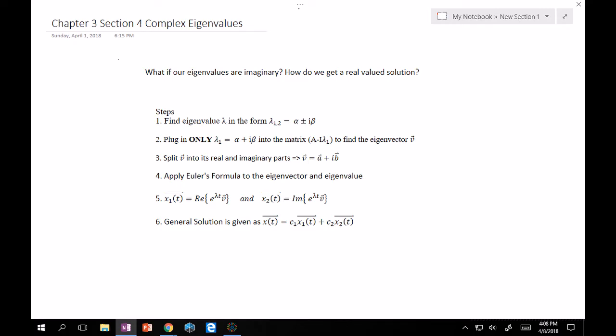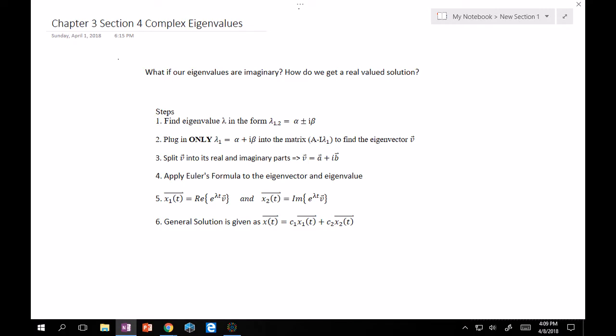Cool. Now, this is where it gets different. You plug in only one of your eigenvalues. I say here alpha plus i beta because that's the one most people will generally take, but you can also take the other one. Everything should work out either way. For the example that I'll do, I'm taking lambda 1 equals alpha plus i beta. And you only find one eigenvector, just v. From there, you split your v into its real and imaginary parts, so an a vector plus i times a b vector.